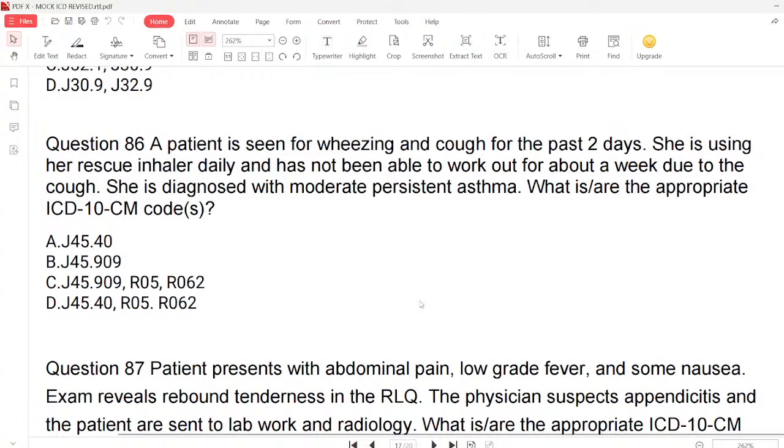Okay, darling A, Rasna Srijaya, everyone says option A. So let us check the code. J45.40, correct answer, guys. Okay, darling, correct. Rasna Srijaya, Akash, correct answer.